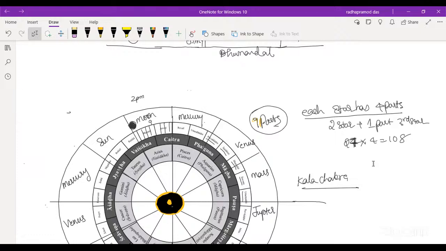Because moon represents mind, and we are our mind only. So who are we? We are mind only. Whatever you are thinking, whatever your desires, whatever your thought process is, mind only. So we are driven by the mind. My personality is represented by mind, manas.